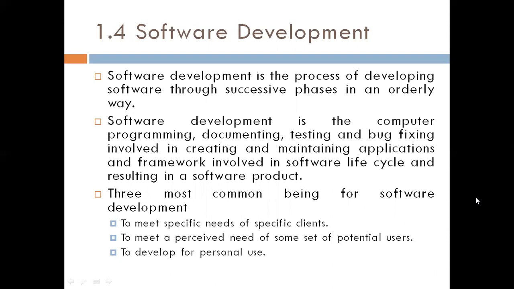So software development consists of these main areas. Three most common are: software development to meet the specific needs of a specific client. So whatever requirement is given by the client, you need to complete that requirement. Then to meet a perceived need of some set of potential users, and to develop for personal use. So these are the three main common software development activities.